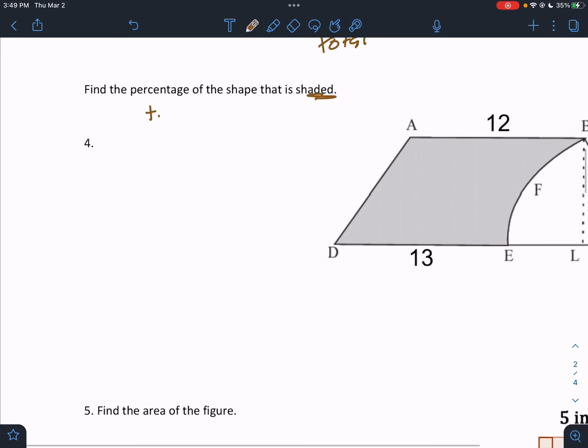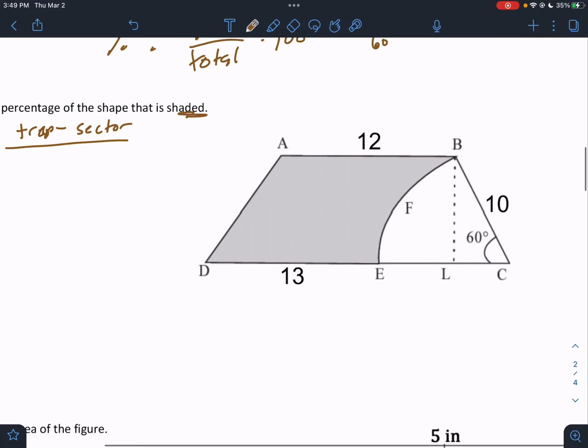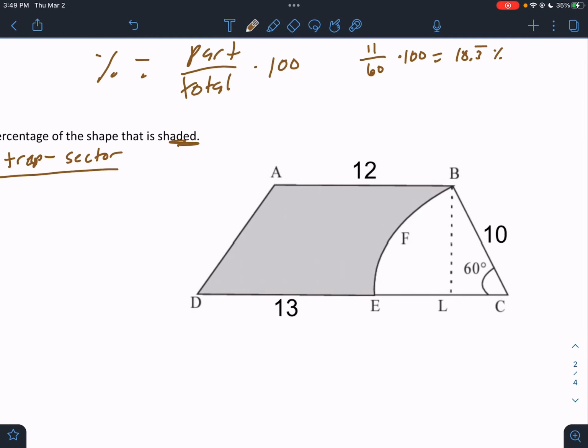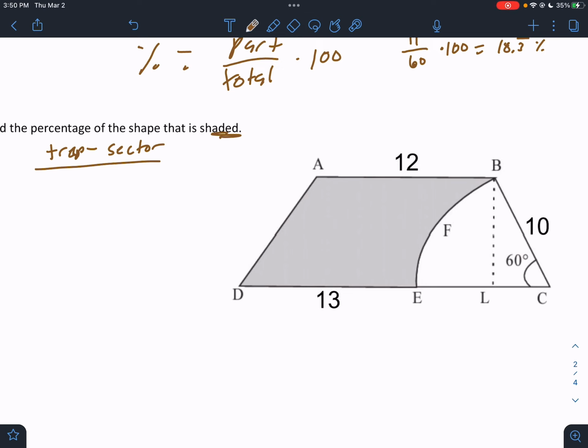If we do the trapezoid minus the sector, right? And just in case you weren't here, guys, a sector is this thing. It looks like a piece of pizza. A sector is a part of a circle. If I do the full trapezoid and subtract the sector, would I be left with the shaded area? Yes. Basically, I do the whole thing minus the white, and I'm left with the shaded.